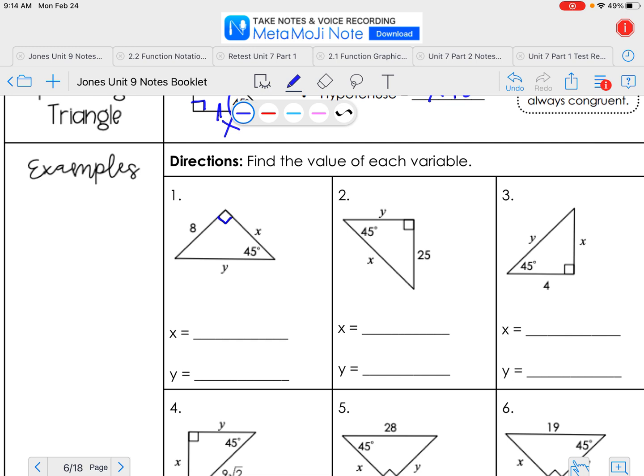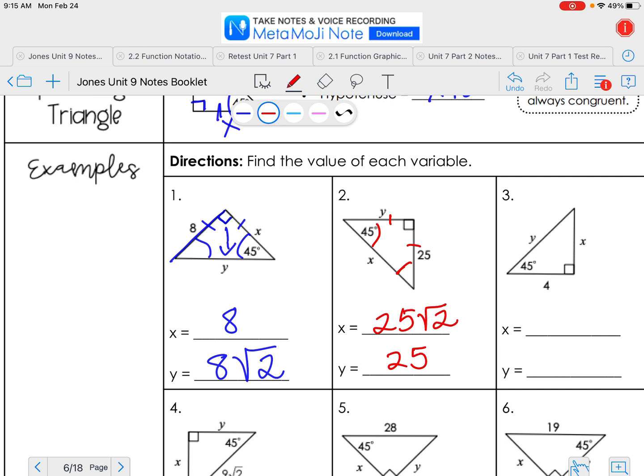Since this is 90 and this is 45, I know this is also 45. It's a 45-45-90. Therefore, the two legs are the same, so x has to be 8 since this side is 8. And y is the hypotenuse because it's across from the right angle, so it has to be 8 square roots of 2. On this one, this is 45, so these are congruent. That means these are too, so y is 25. X is the hypotenuse. It would be 25 square roots of 2.